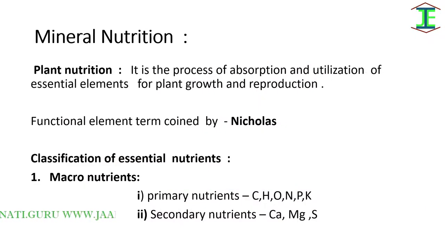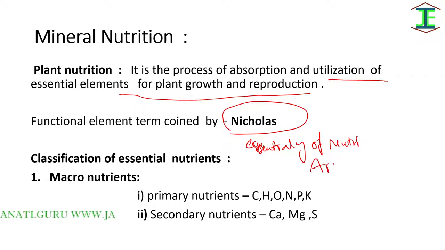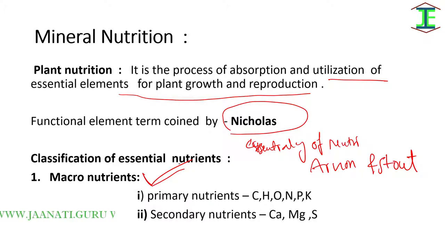Next, mineral nutrition. Mineral nutrition is the process of absorption and utilization of essential elements for plant growth and reproduction. The functional element term was coined by Nicholas. The essentiality of nutrients was explained by Arnon and Stout. These essential elements are classified into macronutrients and micronutrients. Macronutrients are required by the plants in larger amounts. In this, we have two types, primary nutrients and secondary nutrients.